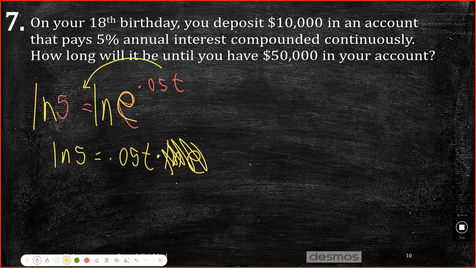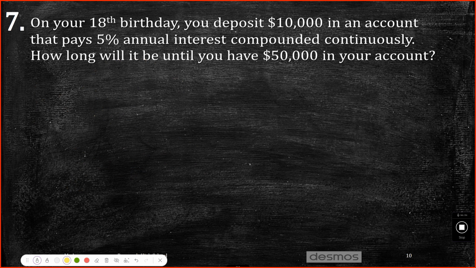So now how do we get the t by itself? So t is going to be approximately ln 5 divided by 0.05. So about how long is it going to take for your money to go to $50,000? 32 years.